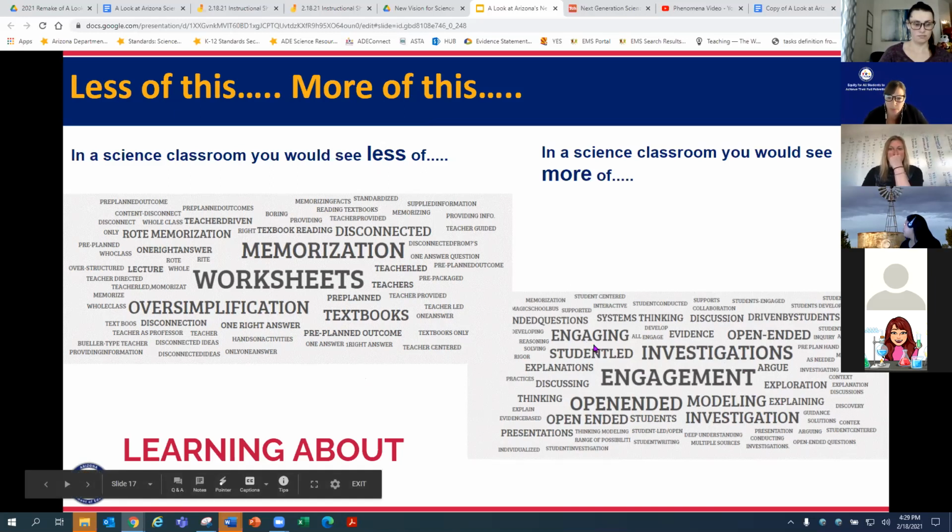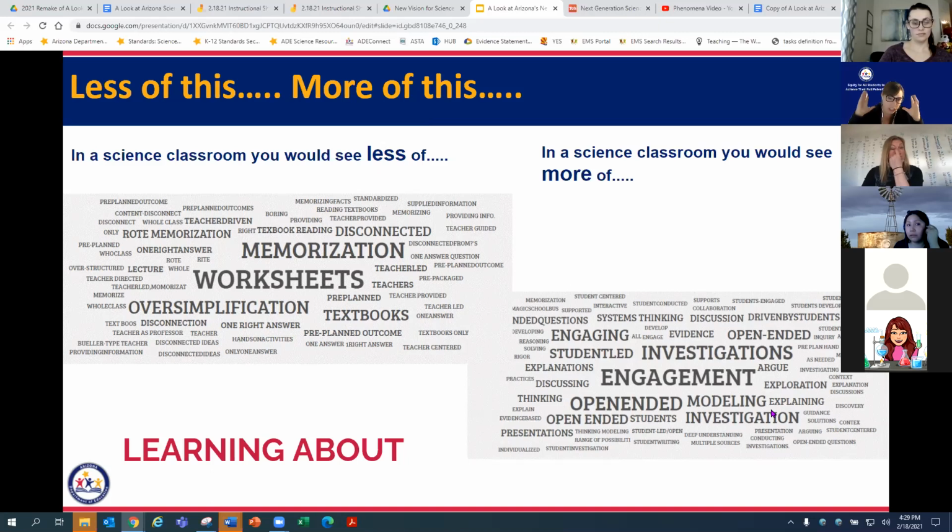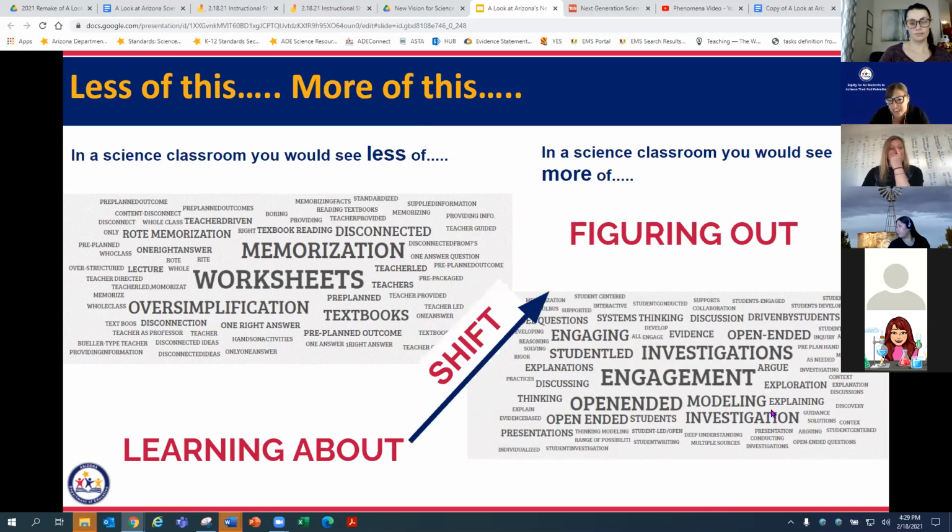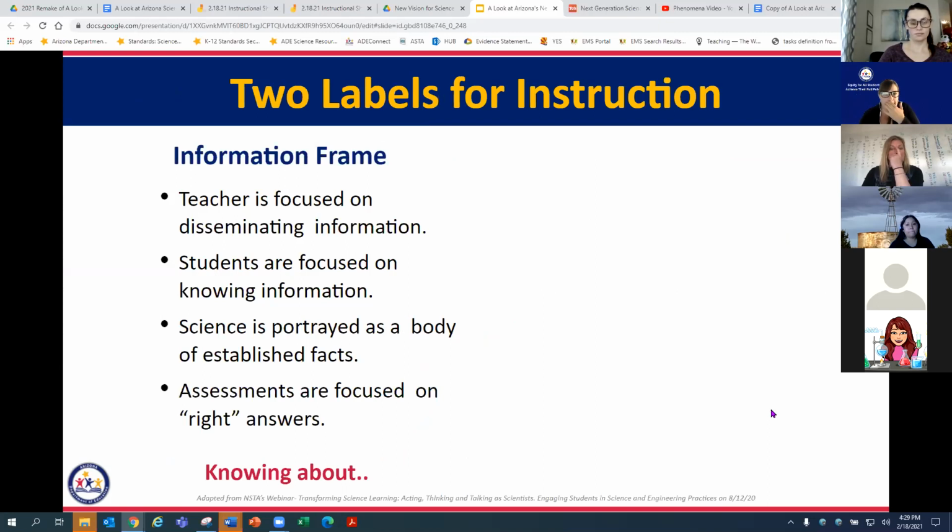Open-ended, engaging, exploring, explaining, discussion, evidence, systems, and student-centered. So the major shift is from actually learning about science in isolated facts and vocabulary to what we call figuring out, making sense of the world around them. And so with this, I'd like to talk about two labels for instruction. And these are actually frames that are on opposite ends of a spectrum.